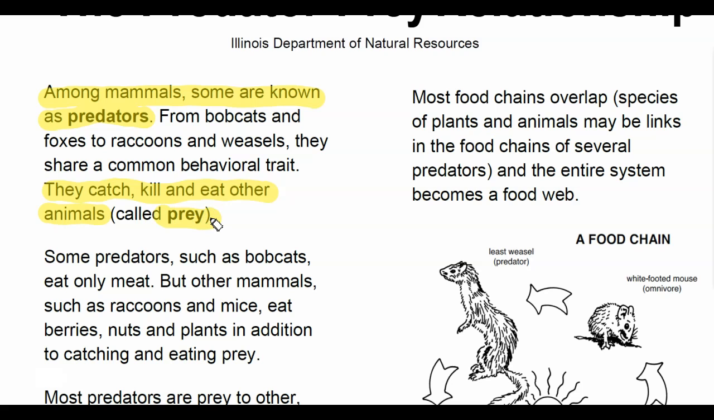Okay. Some predators, such as bobcats, eat only meat. But other mammals, such as raccoons and mice, eat berries, nuts, and plants in addition to catching and eating prey. So some predators eat only meat, while others eat berries, nuts, and plants in addition to catching and eating prey.